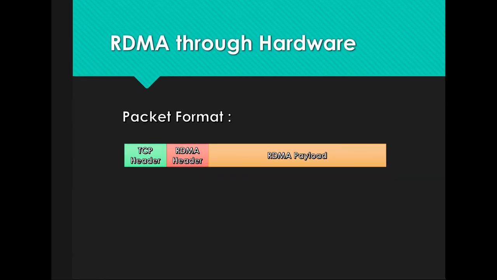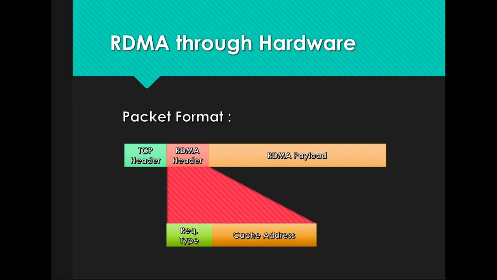This is how we designed the RDMA packet format. The RDMA header includes the request type and the cache address. Request type will specify the function of this payload, read or write. Cache address will specify the address in the application cache.